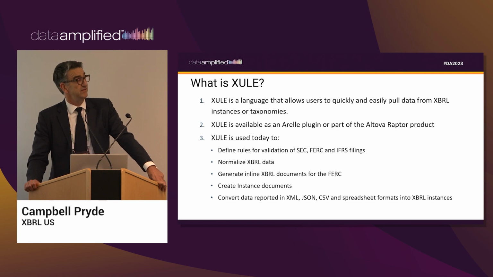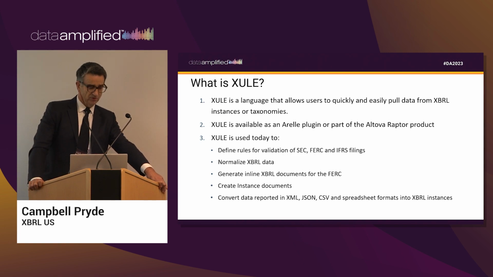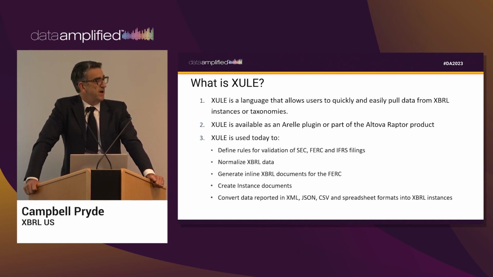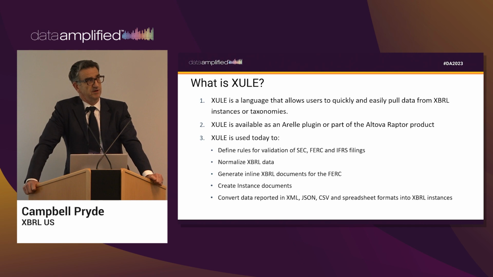So we can basically navigate the taxonomies, pull all this information and collapse it, and then create standard instance documents. It's used to generate inline XBRL documents for the FERC. It's used also to create instance documents, and we're also using it to convert data that's been published out in XML or JSON and in spreadsheets, and convert that into XBRL instances.